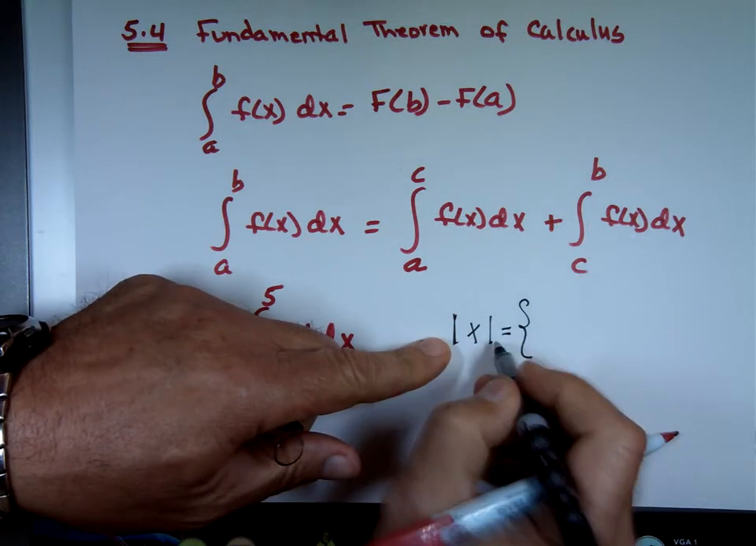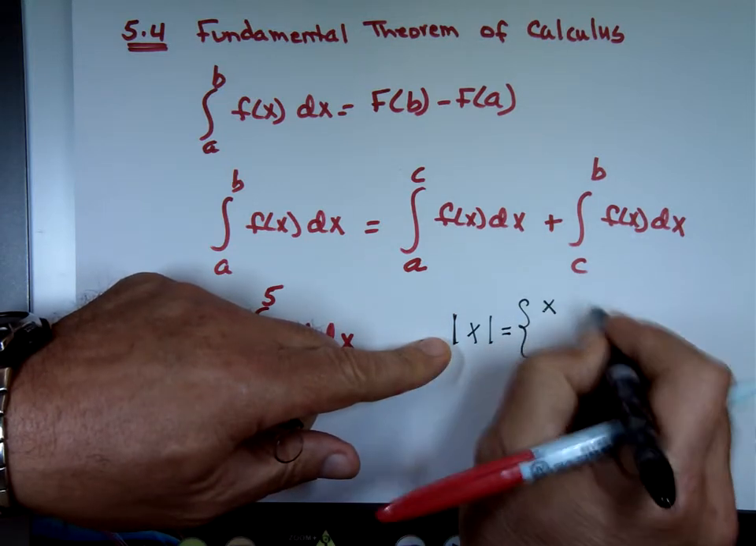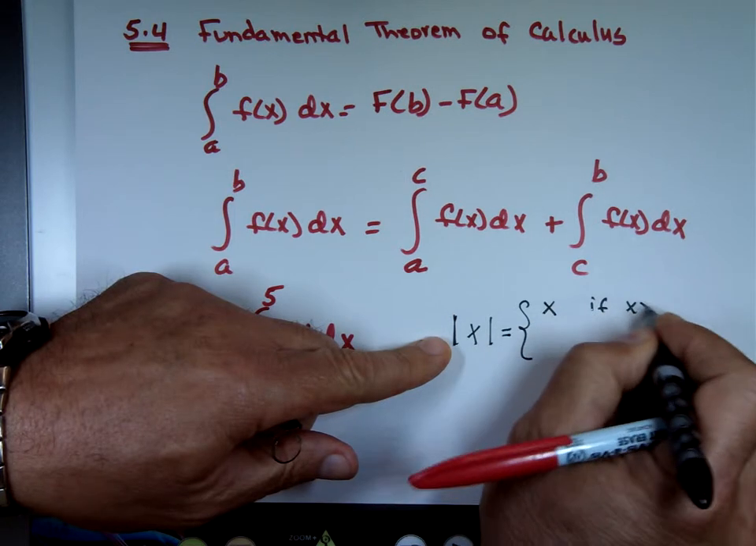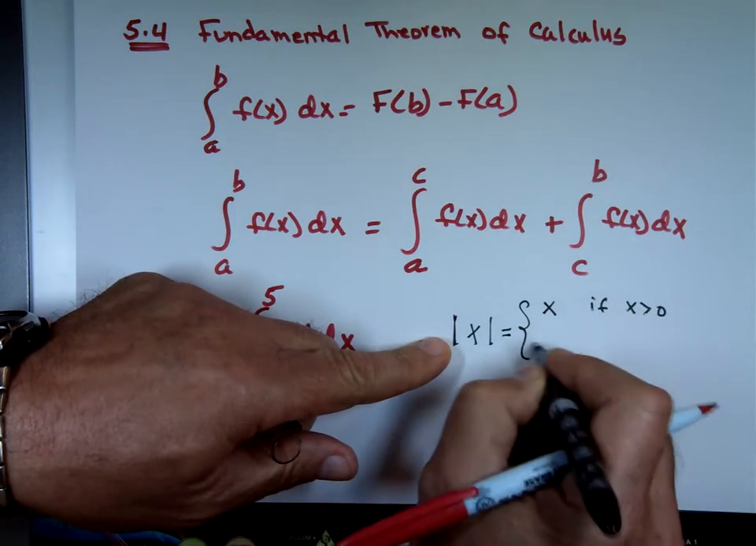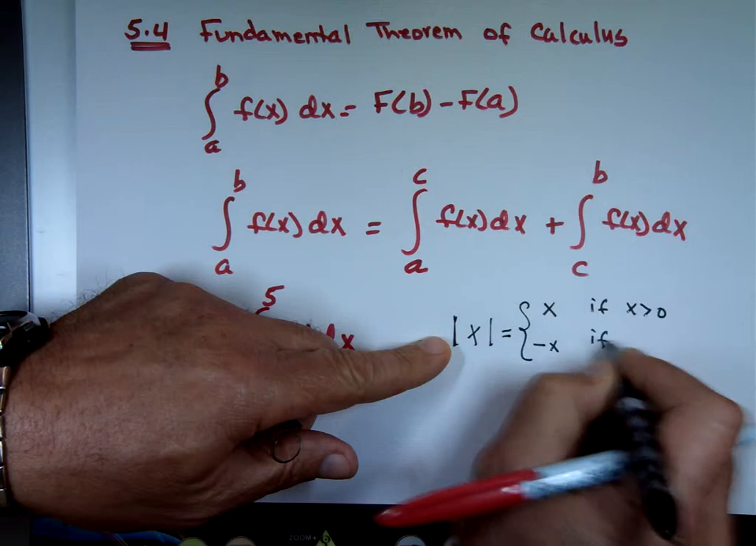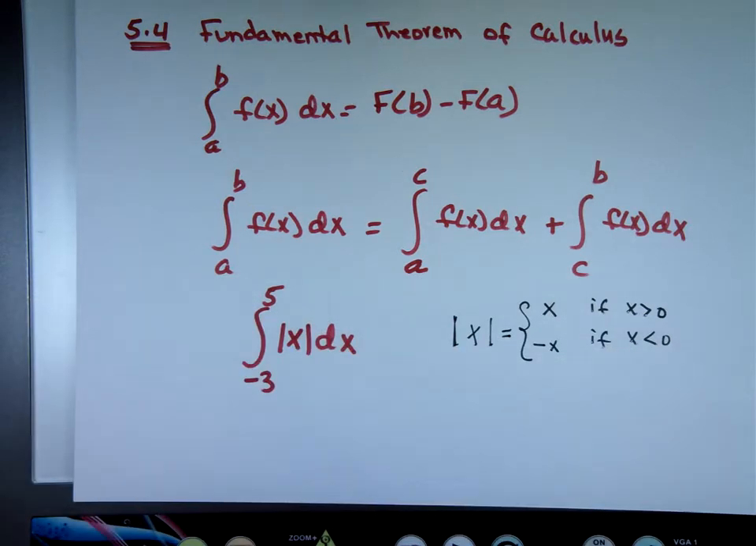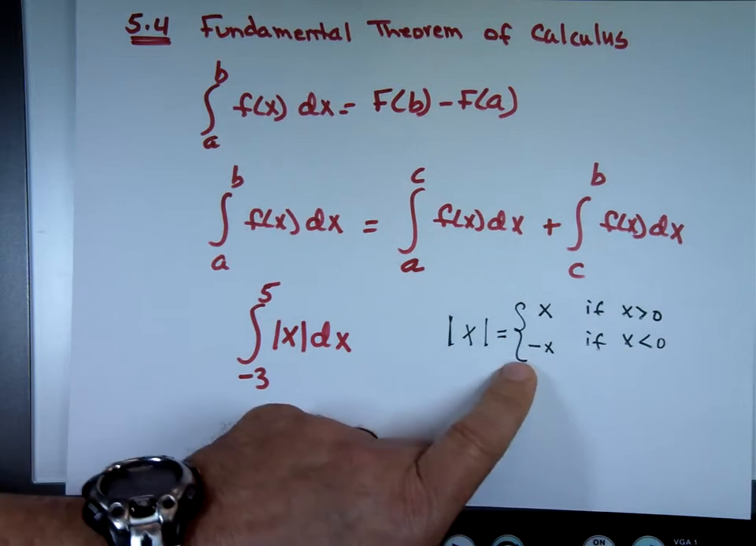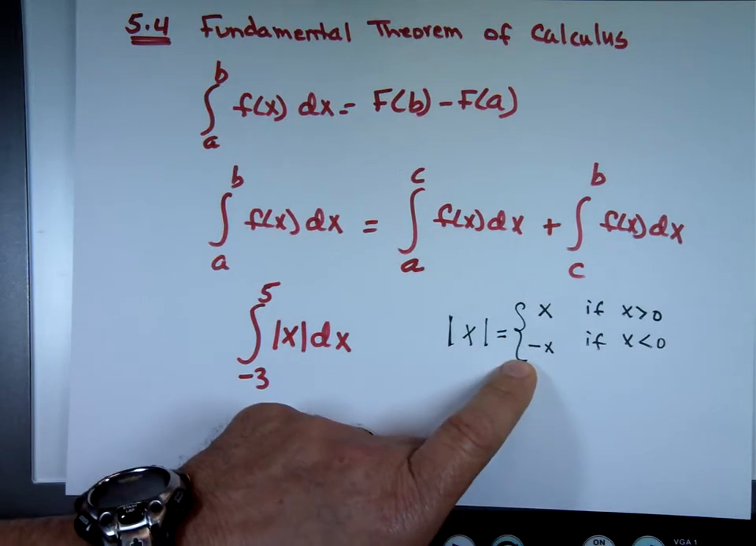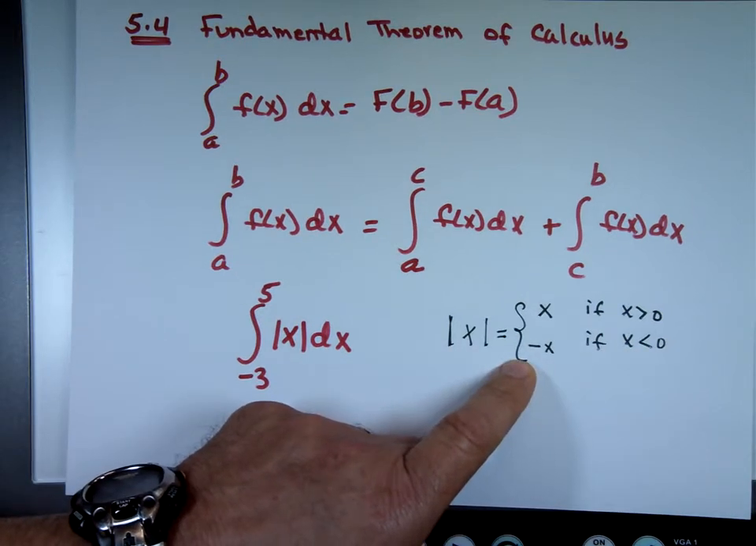But the absolute value of x, the definition is x if x is greater than 0, and negative x if x is less than 0. Negative here really means opposite, it doesn't mean negative. When x is a negative number, you take the opposite of that. We know the absolute value is always positive.